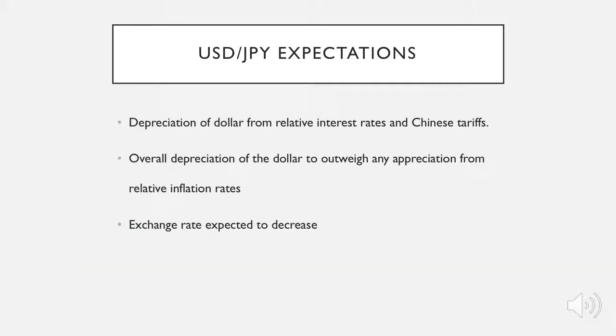In conclusion, based on the predicted effect of Chinese tariffs, inflation, and interest rates on the dollar with respect to the yen, we expect that the American dollar will depreciate with respect to the yen, as overall depreciation of the dollar will outweigh any appreciation from relative inflation rates. From this, we predict in the near future that the exchange rate will decrease from current levels.